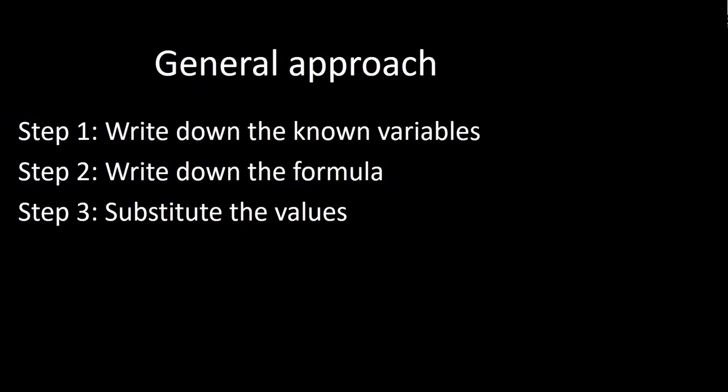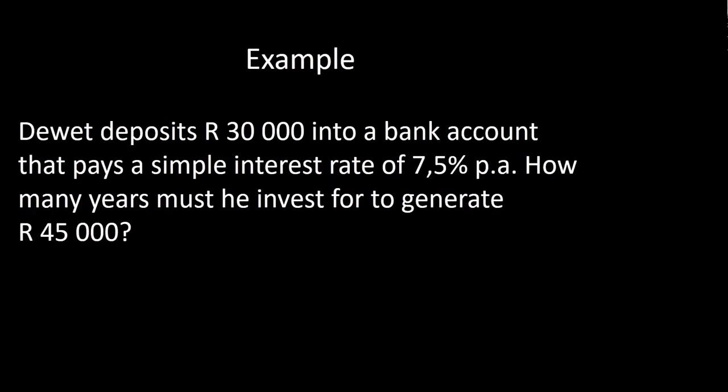Okay. All right, so generally, how do we approach any compound interest or simple interest question? We first write down the known variables, so write down whether you know A, P, i, or n. You then write down the formula and substitute the values that you have from your question straight into that formula. Okay, let's have a look at this question. Devet deposits 30,000 Rand. So he's depositing an initial amount into a bank account. So that would be your P value.